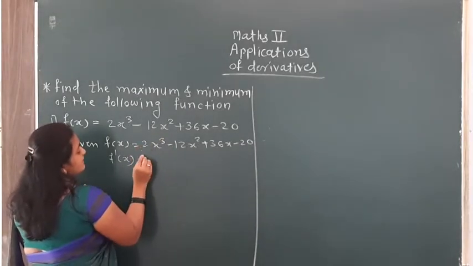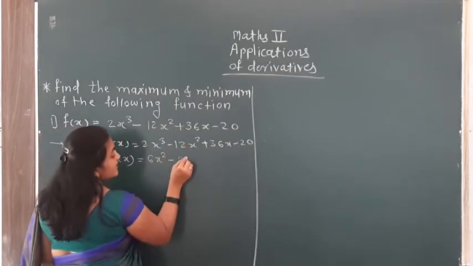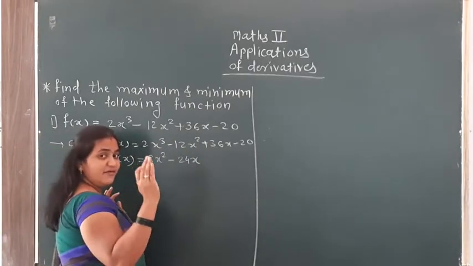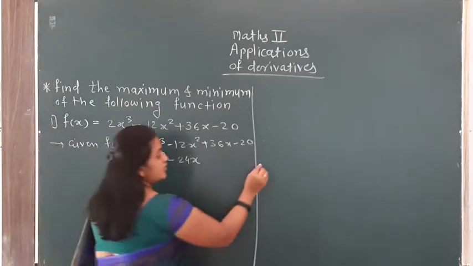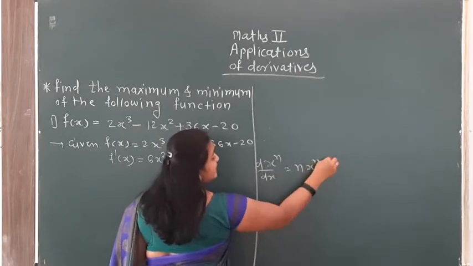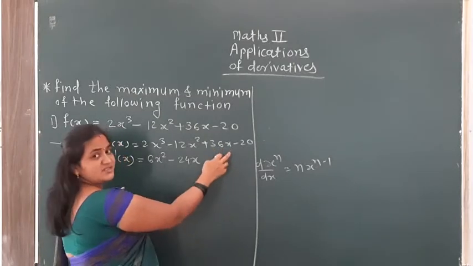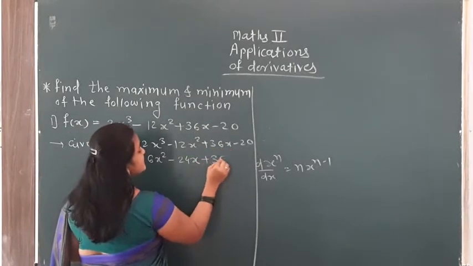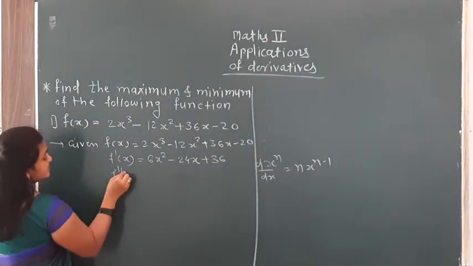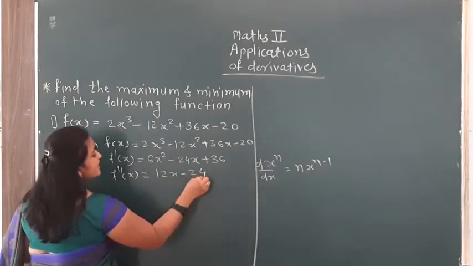So 3 multiply 2 which is 6x square, minus 2 multiply 12 which is 24x, because whatever the power is, we take it in front and reduce the power by 1. What is the formula for x raised to n? The derivative of x raised to n with respect to x is n x raised to n minus 1. The same formula we use here. Now 36 is a constant multiplying x, and the derivative of x with respect to x is 1, so plus 36. 20 is a whole constant, so its derivative is 0. Again we find f double dash of x. Using the same procedure, f double dash of x is 12x minus 24.